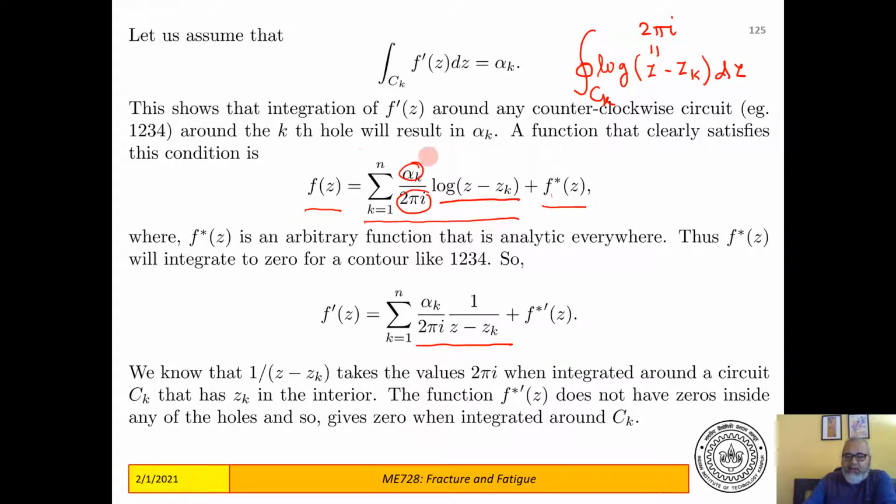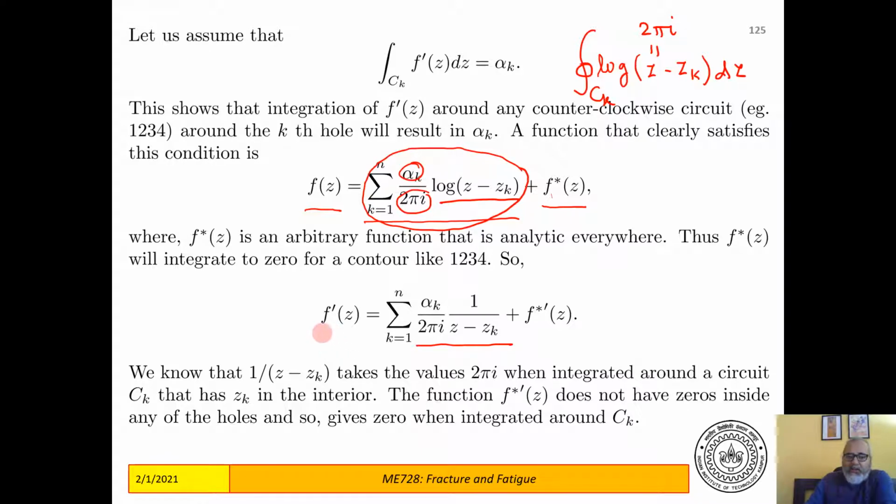But this is the trick term. This is the term that ensures that when you take a contour around every hole, you get alpha 1, alpha 2, alpha 3, up to alpha n if there are n holes. So f z is taken as a summation of all these terms, each giving you alpha k when integrated around the kth hole.